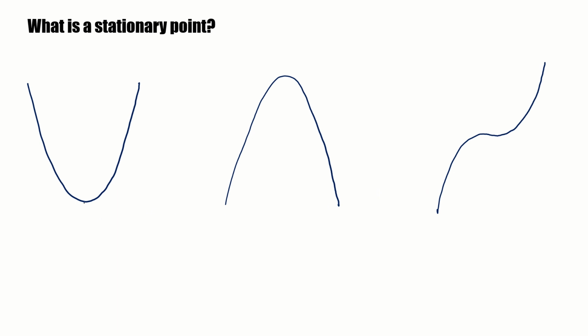In each of those three cases, this would be the stationary point on the first case, this would be where the stationary point is on the second case, and on that third case, this is where the stationary point is placed. But why do we care about them?